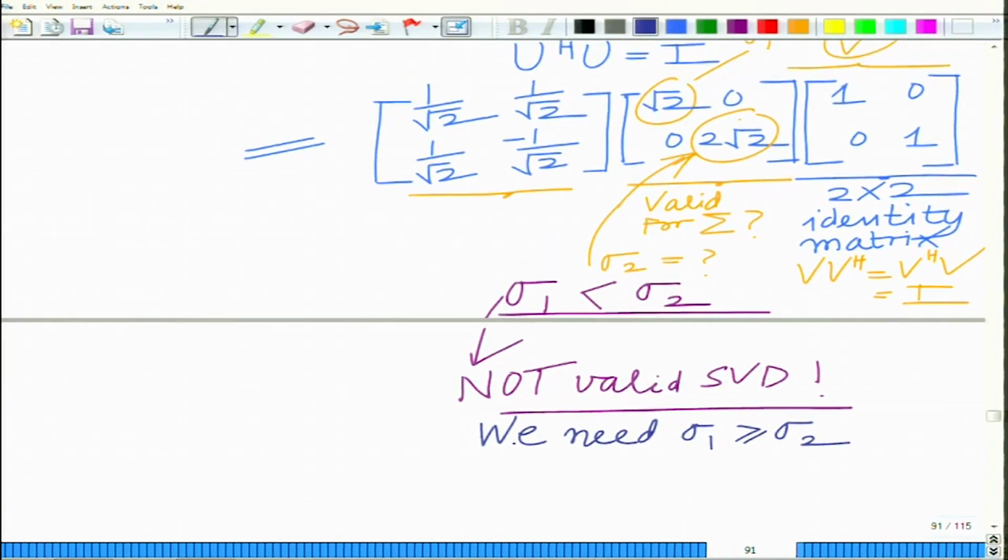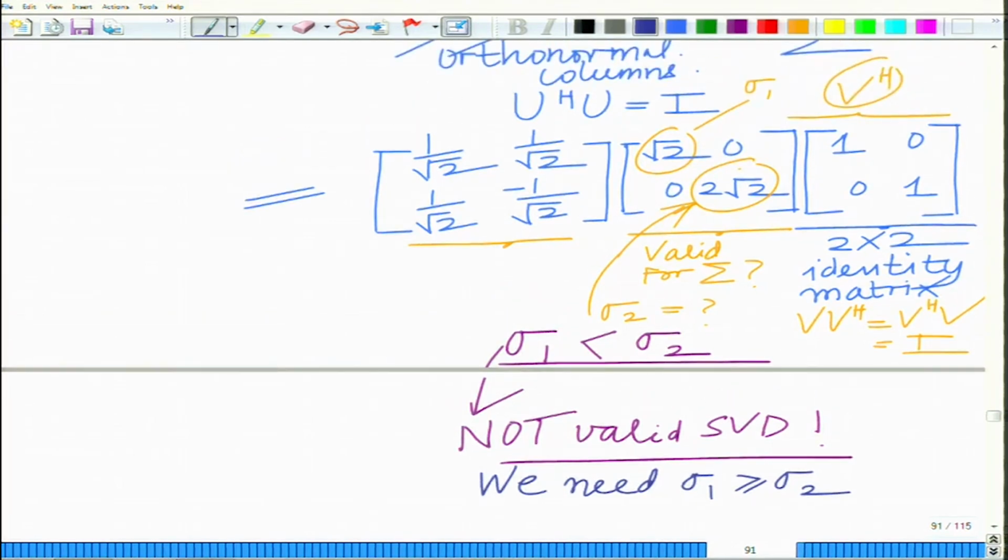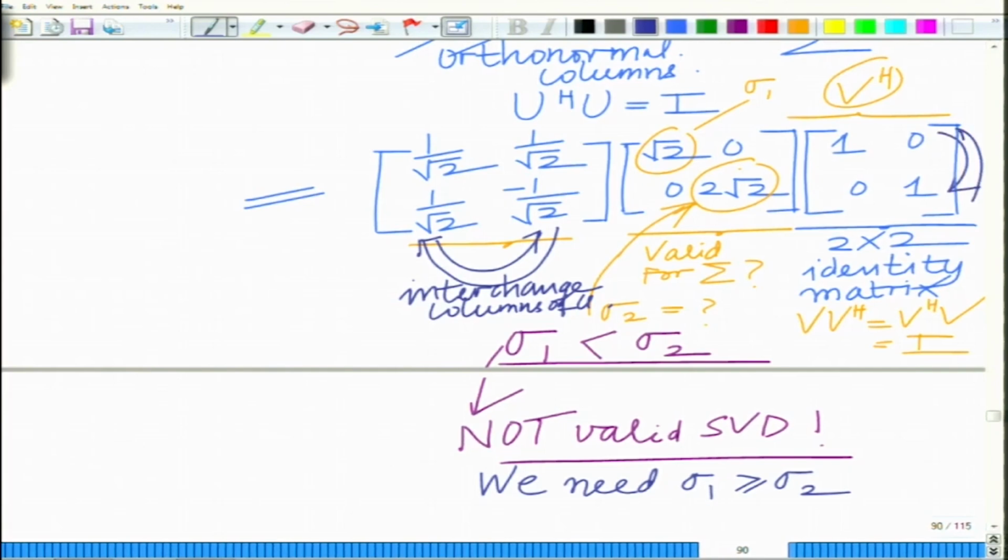So, we have to somehow switch these two singular values. We have the basic structure of the singular value decomposition, but we have to interchange the singular values, and that is possible if I interchange the columns of U and interchange the rows of V Hermitian, and then I can flip the singular values.